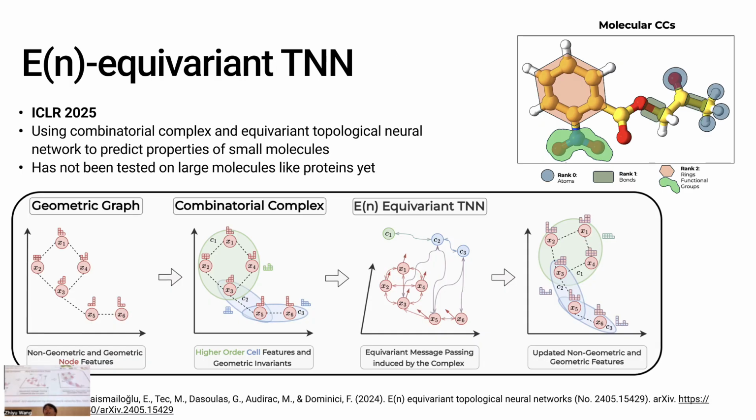You may wonder, are there any existing works that already use topological deep learning and in particular combinatorial complex? The answer is yes, and there are works that have been accepted to top conferences like ICLR, for example. Like in this year's ICLR, we can see E(n) equivariant topological neural networks, which is a topological generalization of the popular E(n) equivariant graph neural network. This work represents small molecules as combinatorial complexes, as shown in the figure in the top right corner. The rank 0 cells are atoms, rank 1 cells are chemical bonds, and rank 2 cells are rings and functional groups. It demonstrates the state-of-the-art result in predicting properties of small molecules, but has not yet been tested on large molecules like proteins yet.